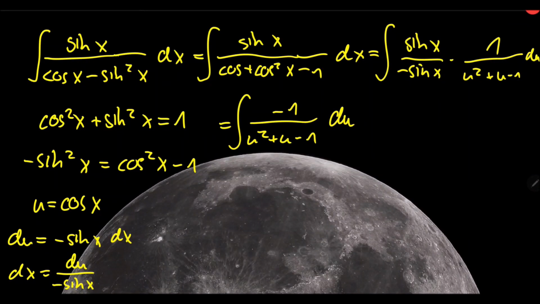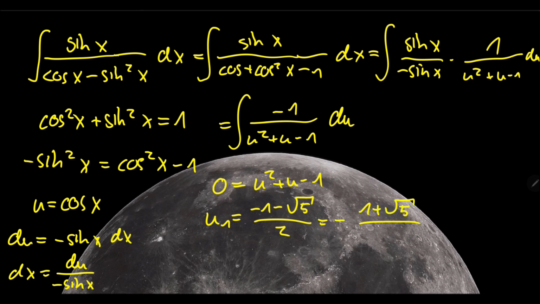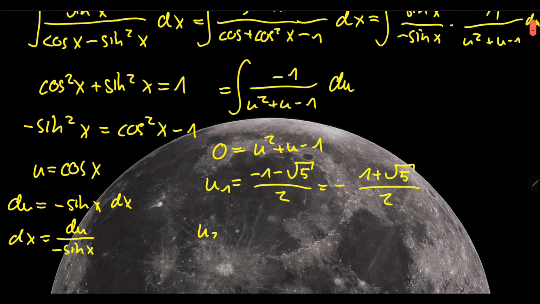Whenever you have a polynomial of second degree in the denominator, what you want to do is partial fraction decomposition. In order to do this, we need to find the roots of u squared plus u minus 1. So let's set that equal to 0. And applying the quadratic formula, we get that one solution is minus 1 minus the square root of 5 all over 2, and another solution is minus 1 plus the square root of 5 over 2.